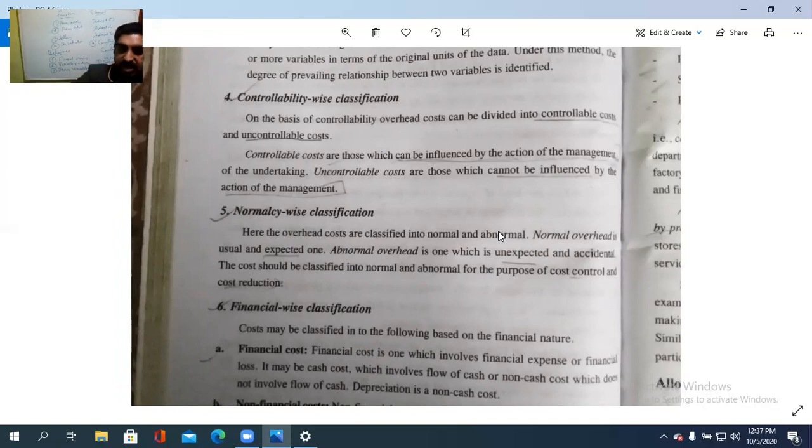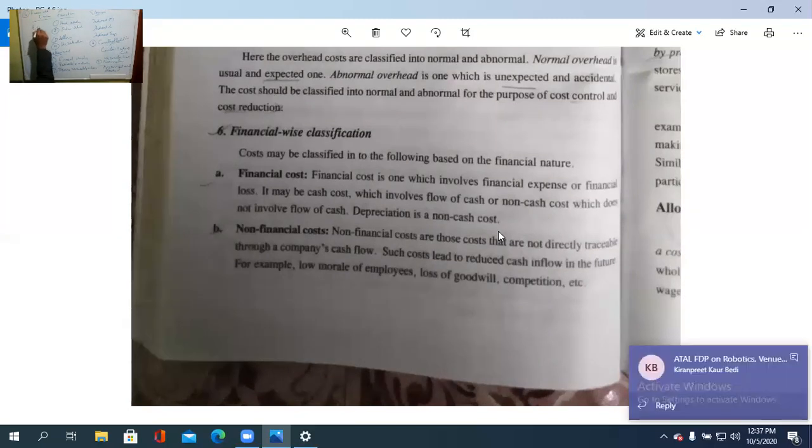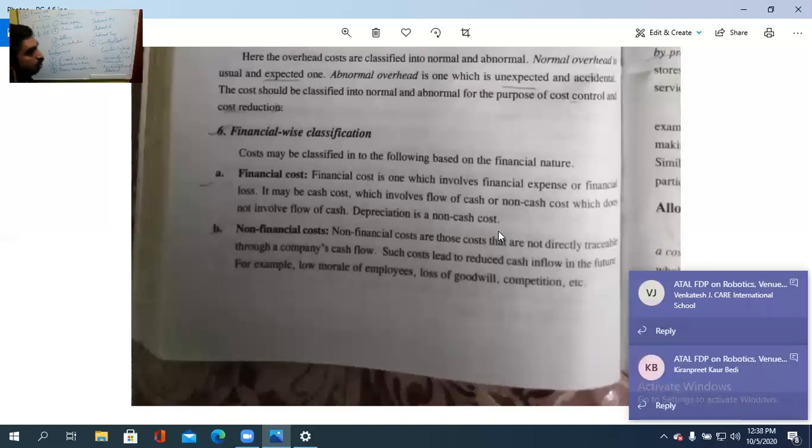And finally, financial wise classification into financial cost and non-financial cost. So the sixth one is financial wise classification. Under that, financial cost is there and non-financial cost is there. That is, expenses that arise financially and expenses that are non-financial. So listen students, these are the classifications of overhead.